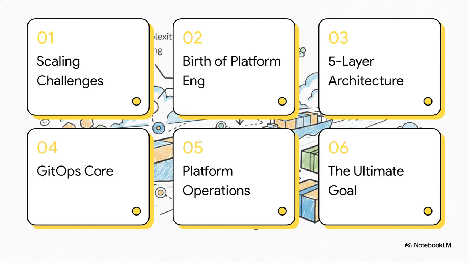Okay, so here's our agenda for today. Basically our blueprint. We'll start with the challenges of scale, look at the birth of platform engineering, break down the core 5-layer platform architecture, dive into GitOps as the single source of truth, cover monitoring, security, and multi-cluster setups, and finally, how to make Kubernetes disappear.